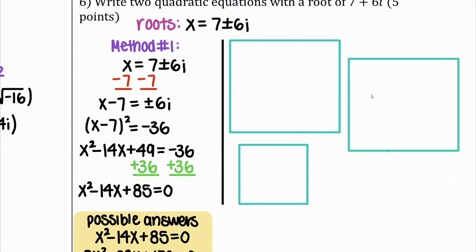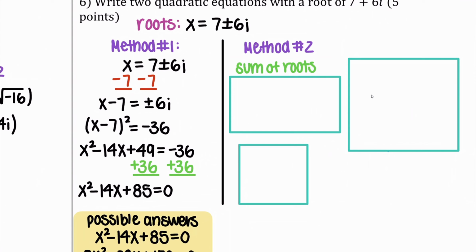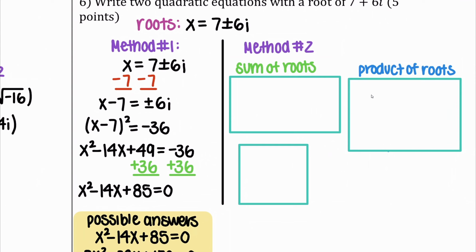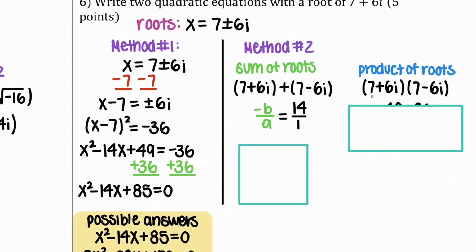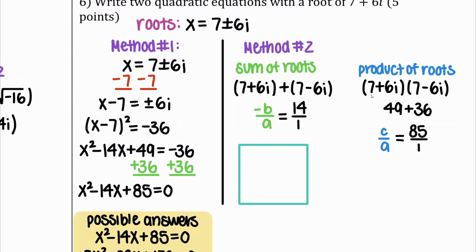So let's look at method number 2. So looking at method number 2, we have sum of the roots and product of roots. So for the sum of the roots, if we add them together, that's going to give us, again, negative b over a. In this case, that's going to be 14. While the product of roots represents c over a, or in other words, in this case, 85 over 1.